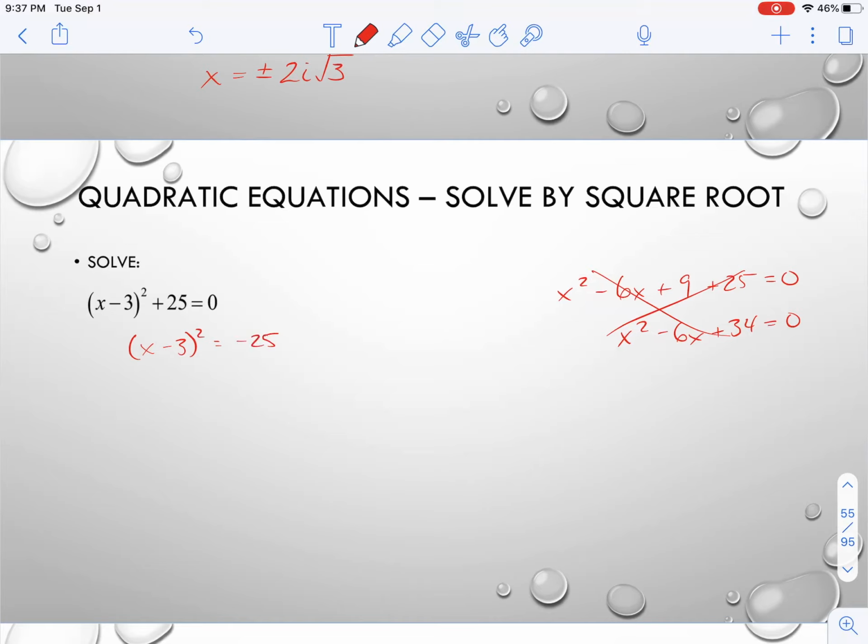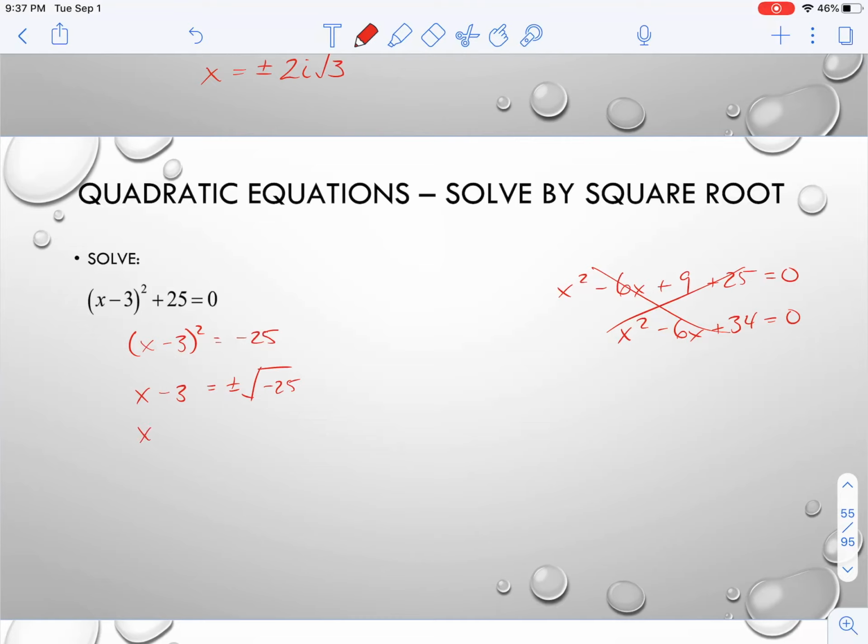If I take a square root of both sides, I'm going to have x minus 3 equals plus and minus the square root of negative 25. And if I simplify that square root, I have x minus 3 equals plus and minus 5i. And now if I finish solving by adding 3, I have x equals 3 plus or minus 5i. Again, if you have something that's in a form like this where it's already set up to solve by taking square roots, take the easy route and solve by taking square roots, because there's no guarantee that when you FOIL it out that it's going to be factorable.